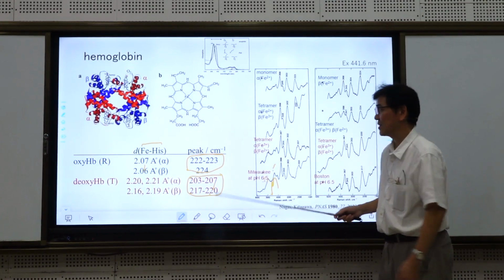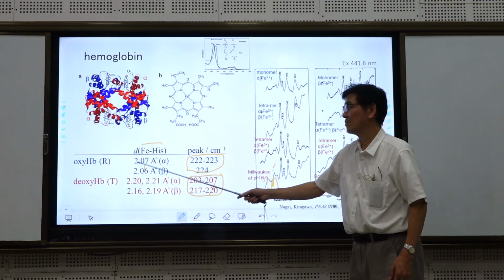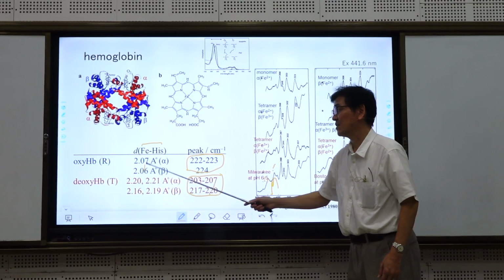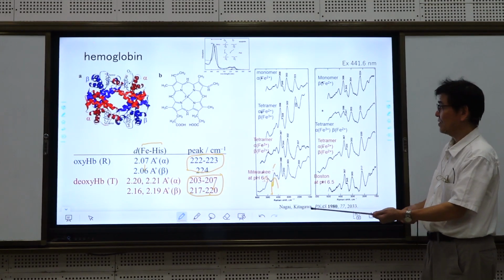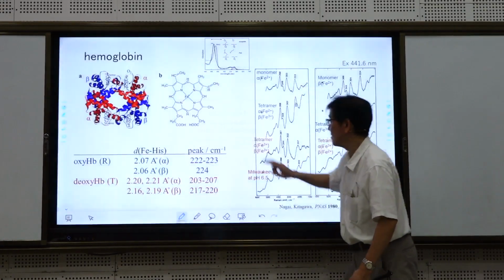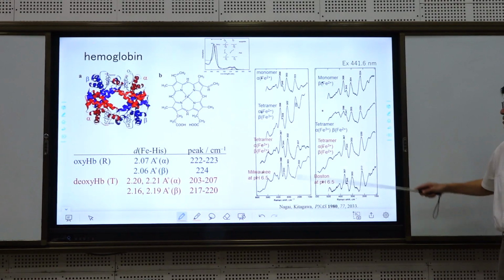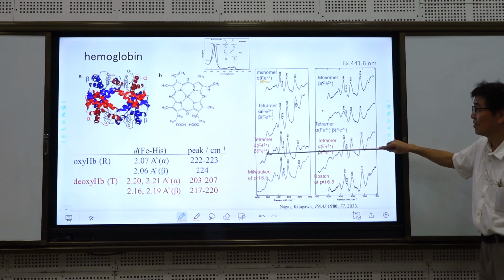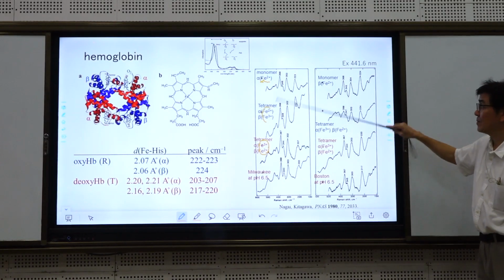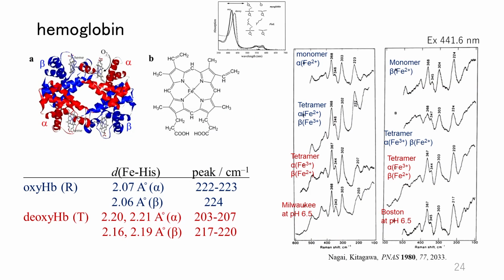Okay, the advantage of Raman spectroscopy shows up here. Even if the structural difference is quite small, it can be detected. That is the advantage of Raman spectroscopy. So depending on different oxidation state of the heme protein, peak positioning and appearance is different. So this is informative to analyze the status of the protein.